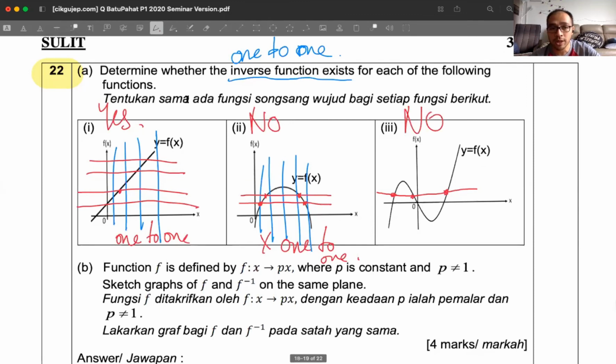It must have no cross at all, only one time cross only. No, two times bersilang, or this is even worse, three times bersilang. Definitely cannot. So yes, no, no. This one has an inverse function because it's a one-to-one function.